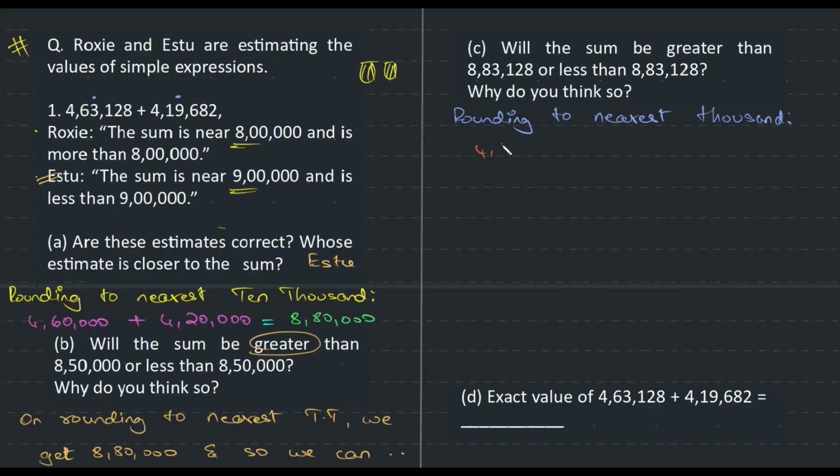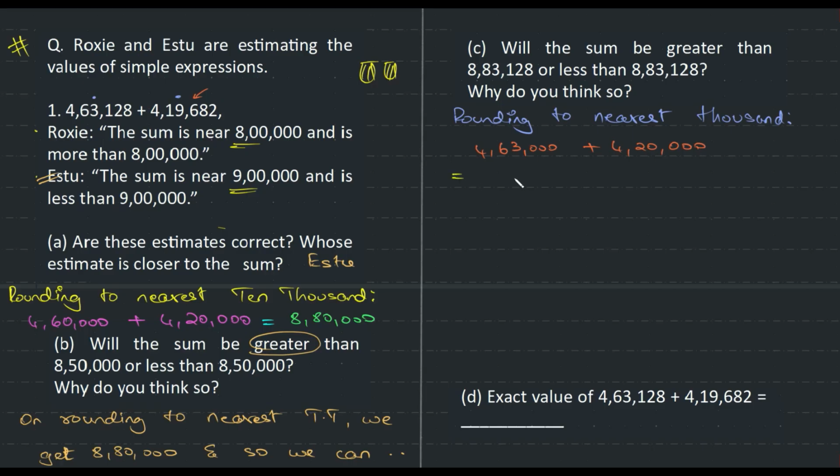We have 4,63,000. The number before that is 1, so we'll just stick to this. And here the number is 6. The influencing number is 6. So we need to add 1 to 9. So that will make it 20, because 19 will become 20 on adding 1.